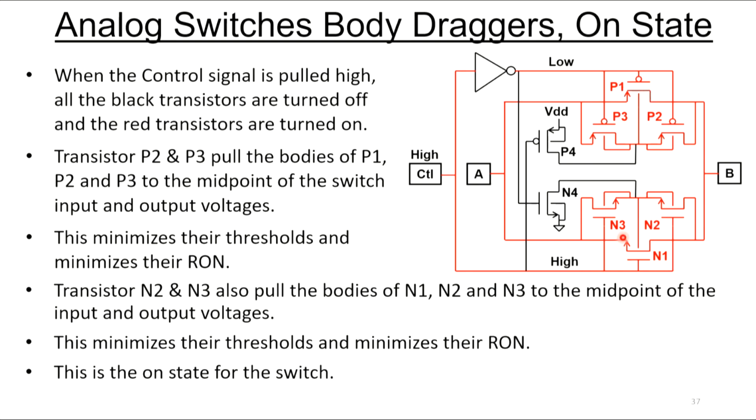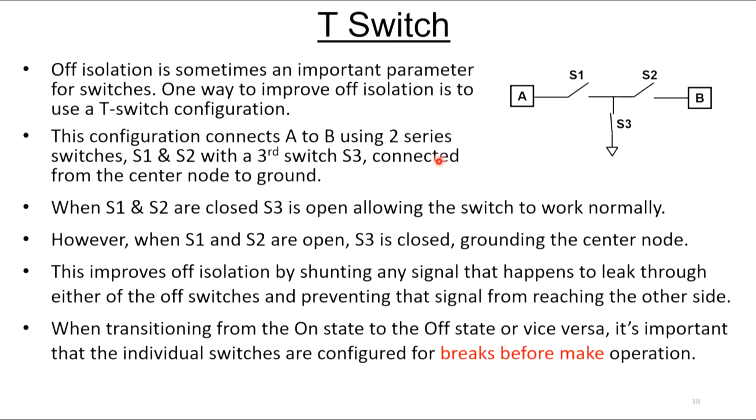Similarly, on the NMOS device, it's done exactly the same way. When N3 and N2 come on, they drive this body here to the midpoint of terminal A and B, and that gives you the lowest threshold on this N device to drive its R on down. So once again, this is body draggers. If you hear that term, now you have an understanding of what it's used for and what they mean when they talk about it. Next, I'd like to talk about T-switches.